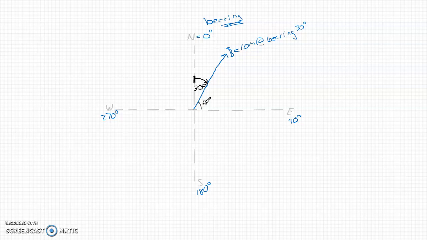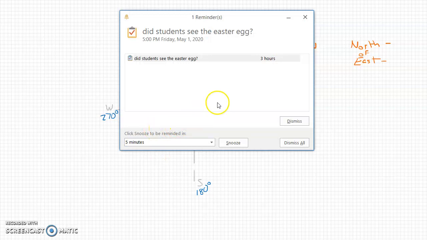So a second way to describe this, let me do it in a different color, would be 10 meters at 30 degrees to the east of north. Again, I call this north of east notation. I don't know if it actually has a name or not. That's what I've always called it. But basically, it's not always going to be north and east. Let's actually do another one.